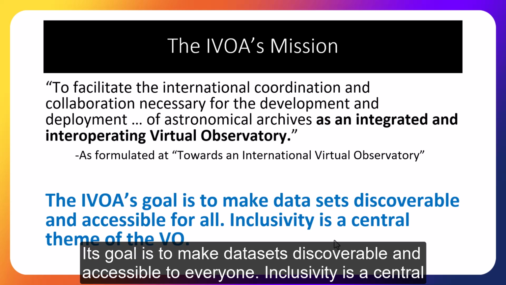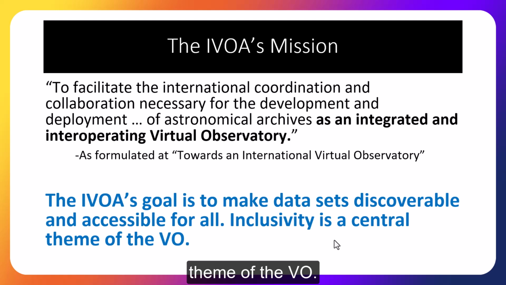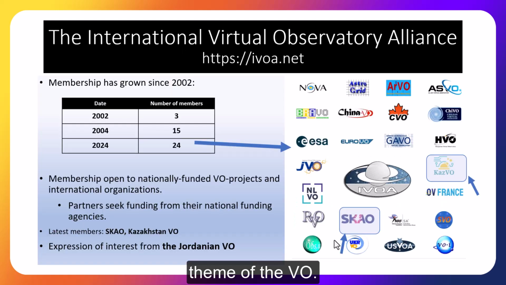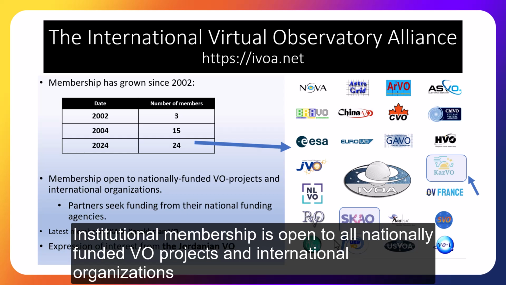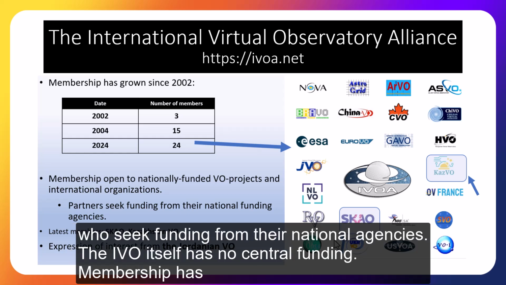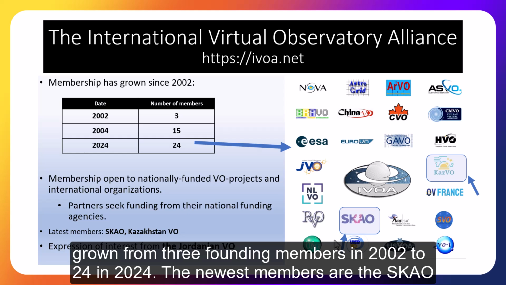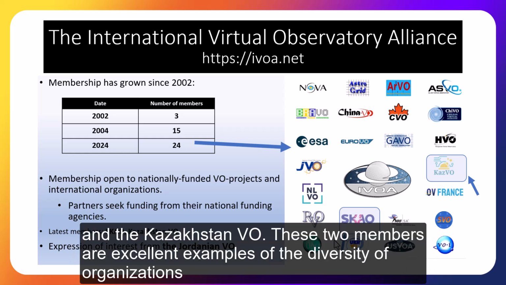Inclusivity is a central theme of the VO. Institutional membership is open to all nationally funded VO projects and international organizations who seek funding from their national agencies. The IVOA itself has no central funding. Membership has grown from 3 founding members in 2002 to 24 in 2024. The newest members are the SKAO and the Kazakhstan VO.